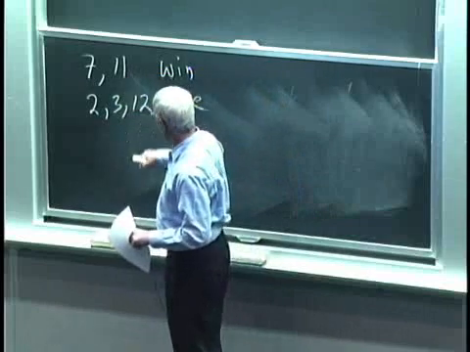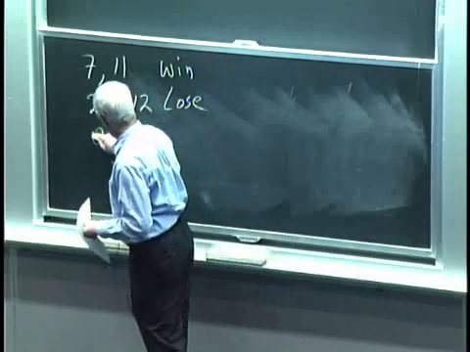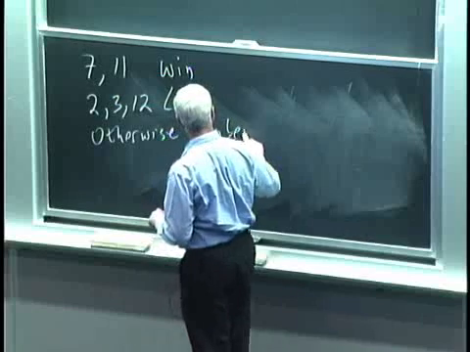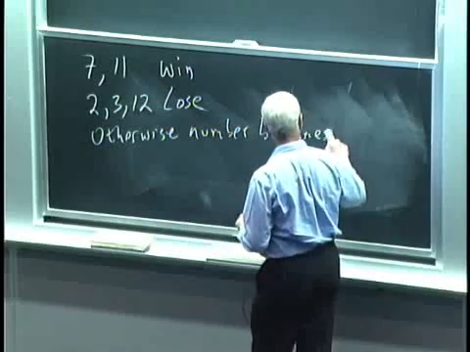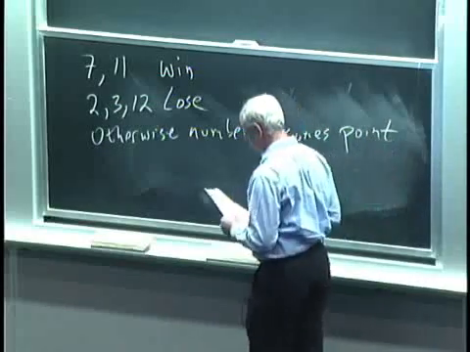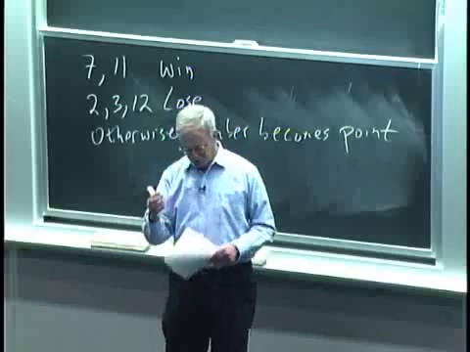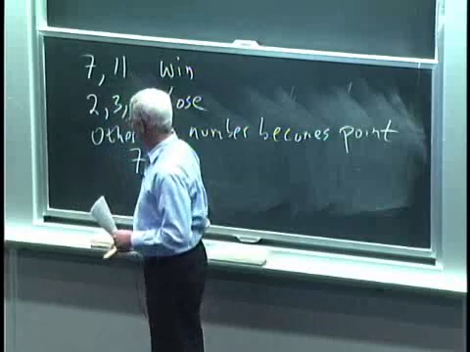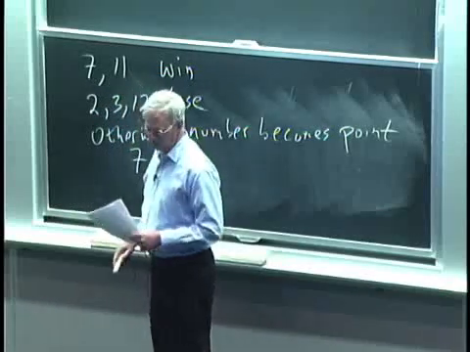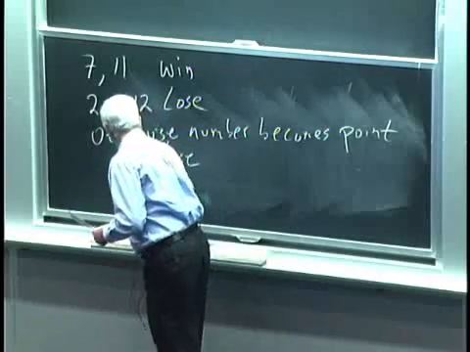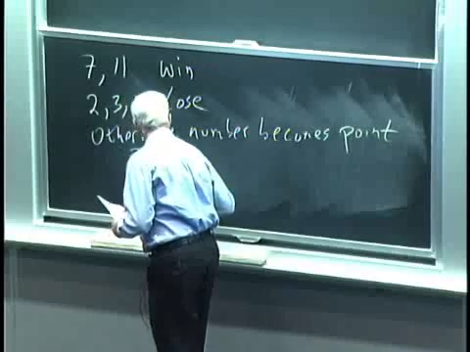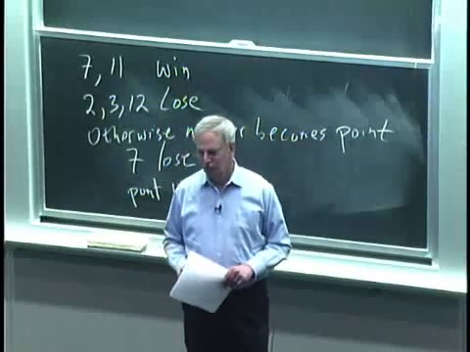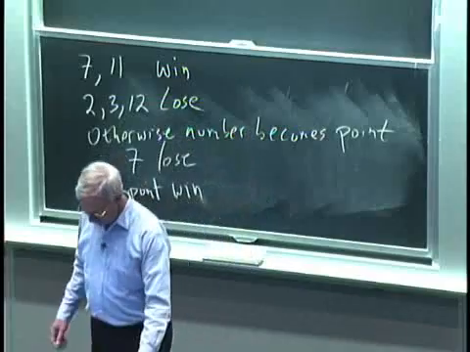If it's not any of these, the number you get becomes what's called the point. Once you've got the point, you keep rolling the dice until one of 2 things happens. You get a 7, in which case you lose, or you get the point, in which case you win. So it's a pretty simple game, very popular game.